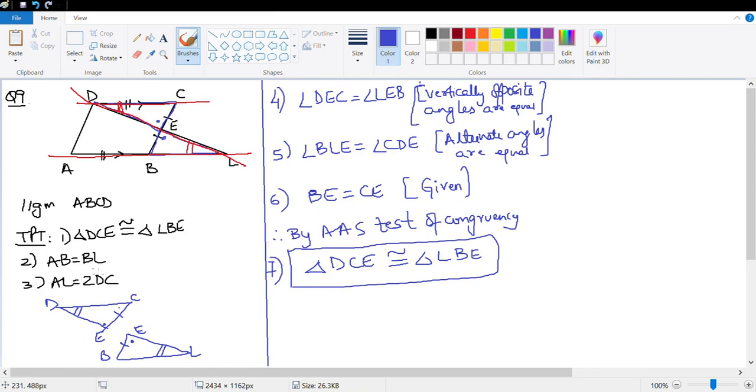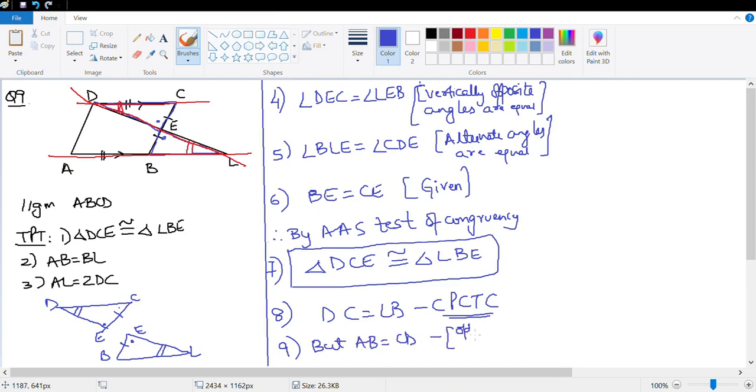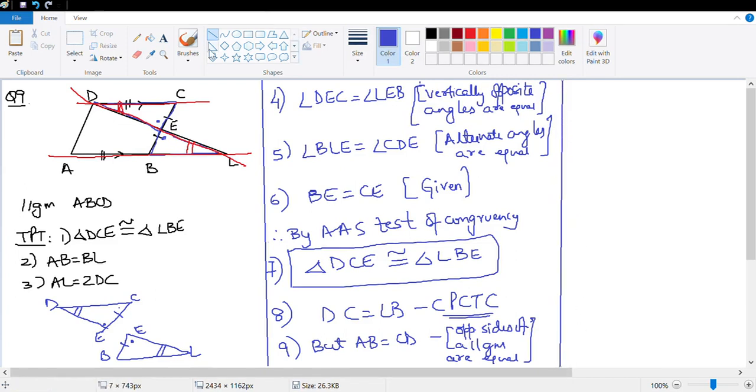What's the second part? AB is equal to BL. So let's say DC will be equal to LB. Why? CPCTC. But I already know that DC and AB are equal. But AB is equal to DC. Why? Opposite sides of a parallelogram are equal. So these two sides are equal, and that should get me the answer.